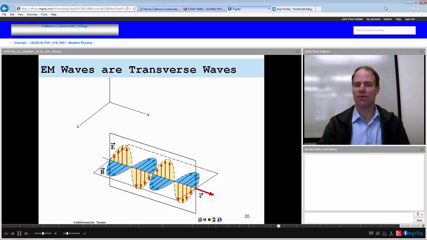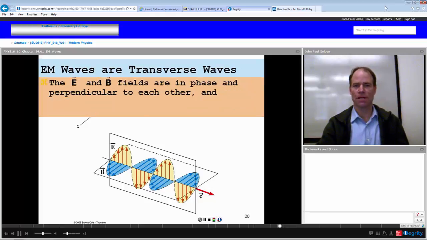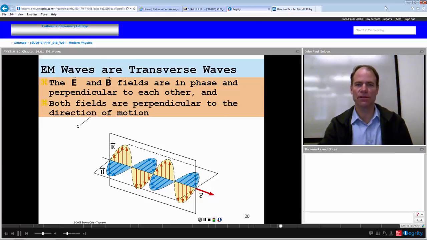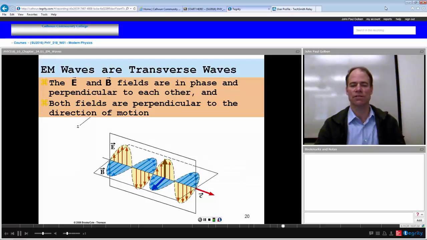These electromagnetic waves are indeed transverse waves, with the electric field and the magnetic field perpendicular to each other and perpendicular to their direction of motion. We'll show this a little bit later. But in this case, we have the electric field and magnetic field at 90 degrees to each other and perpendicular to their direction of motion, indicated in this diagram.